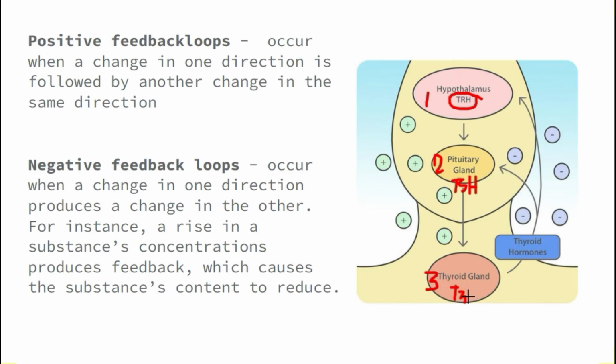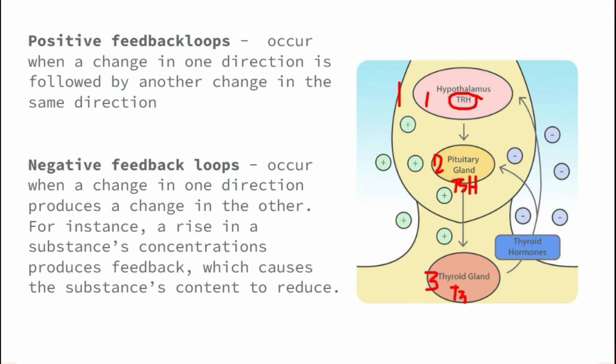So how does a positive feedback mechanism work? Again, ang sabi dito, change in one direction followed by another change in the same direction. For example, the TRH increases. So in a positive feedback mechanism, kung isa ang direksyon nila, kung mataas ang TRH, TSH will also increase, while the thyroid hormone will also increase. Basically, they will follow the same direction. So that is your positive feedback.